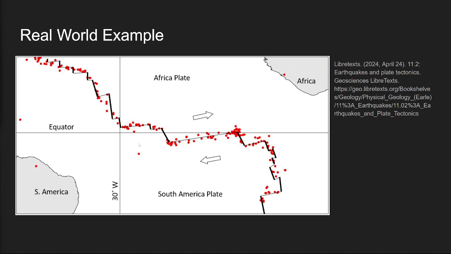And going back to what I said about volcanic activity, we do have that, and it happens alongside the faults, deep within the ocean.